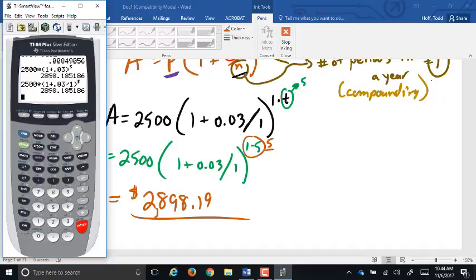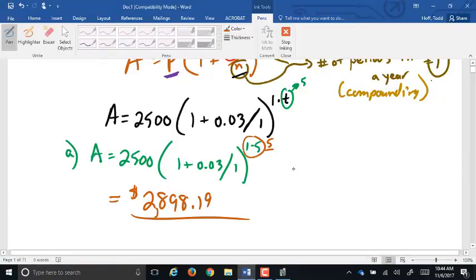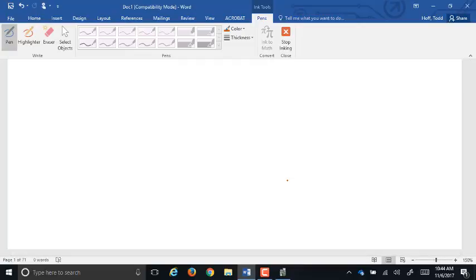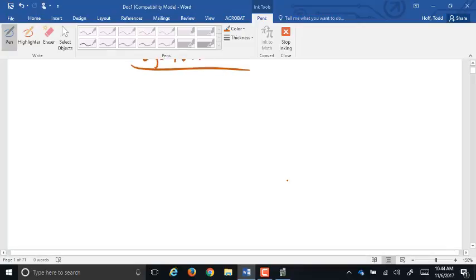This is something I want to come back to, these examples of investment at the end of the class if we have free time. These are a couple of pretty important things that I'd like to show you. For now, let's take a look at the next part, part B.